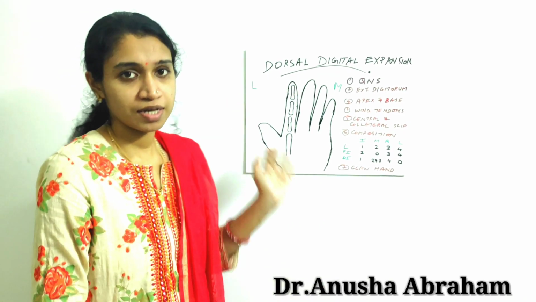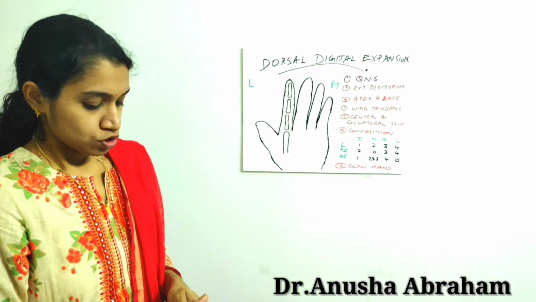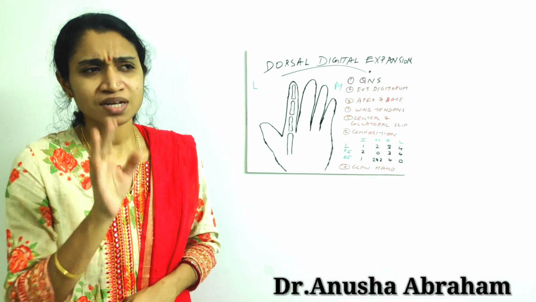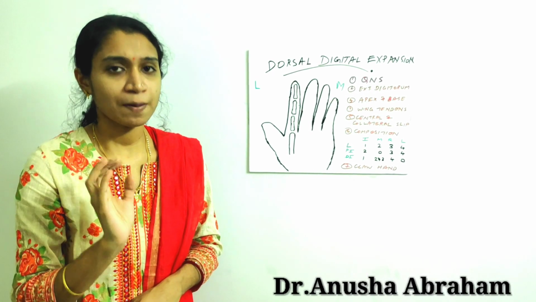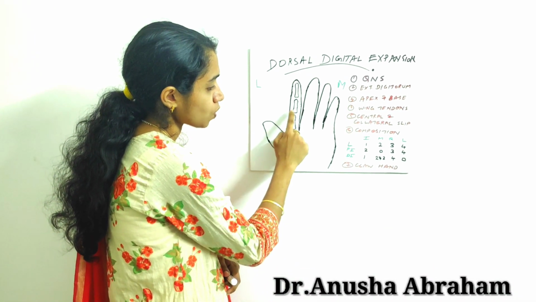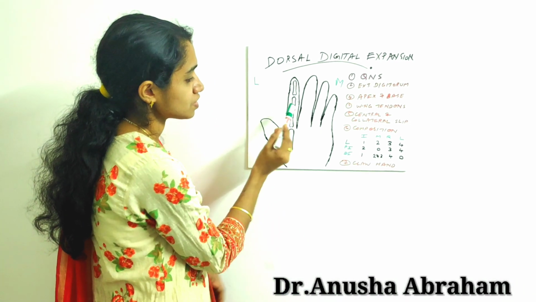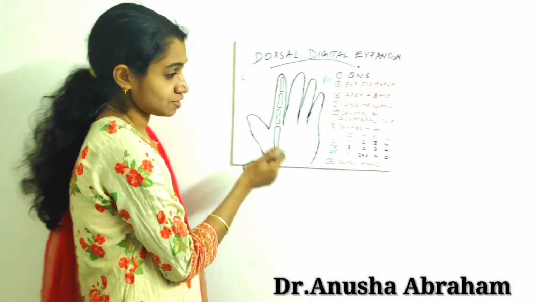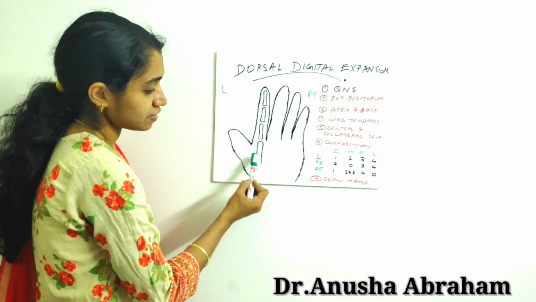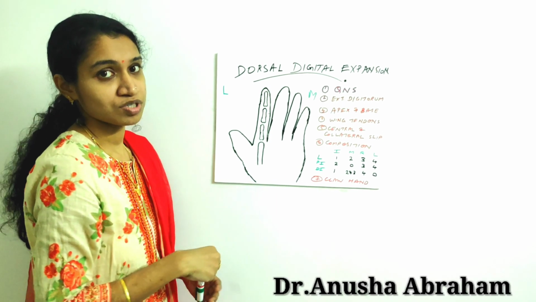Now coming to our main topic, the dorsal digital expansion. First we'll see what this dorsal digital expansion is. It's nothing but a triangular shaped aponeurosis seen mainly over the proximal phalanx. I have already shown this diagram. In this diagram we can see the three phalanges, that is proximal, middle and distal phalanx, and a part of the metacarpal bone also.